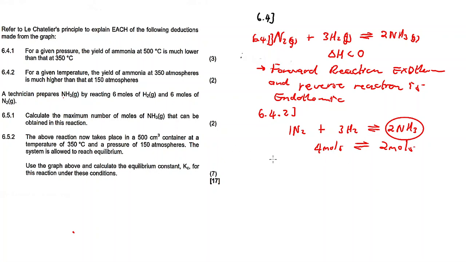So now 6.5. Okay, 6.5, we read it like this: a technician prepares ammonia by reacting 6 moles of hydrogen gas and 6 moles of nitrogen gas. Now 6.5.1, calculate the maximum number of moles of ammonia that can be obtained in this reaction. So the keyword here is what? The maximum. We want the maximum number of moles of ammonia that can be produced.